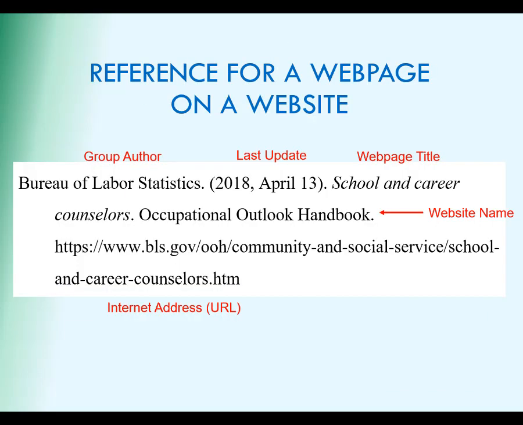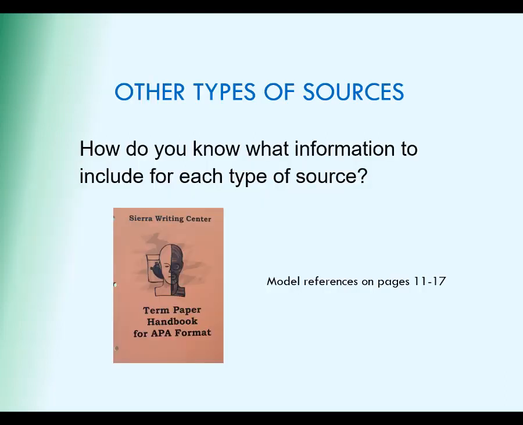So that's all the information you need to make a web page reference. In this case, the group author is different from the website's name. If they were the same, you would put that name once at the beginning and not repeat it. All APA references need to answer the questions who, when, what, and where so that a reader can locate the work. How do you know what information to include for each type of source?